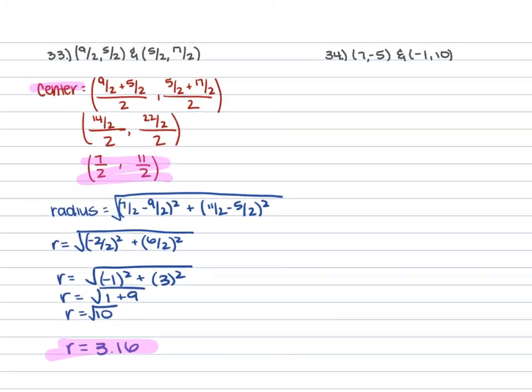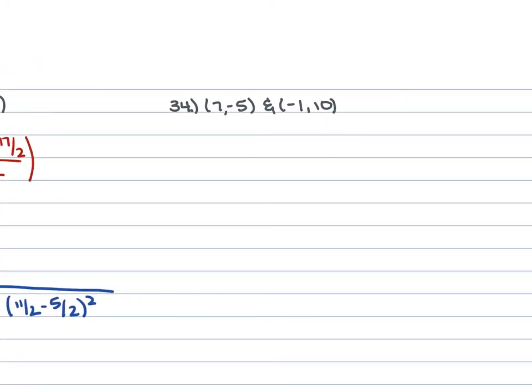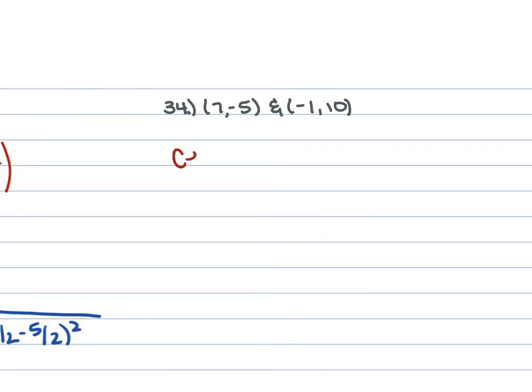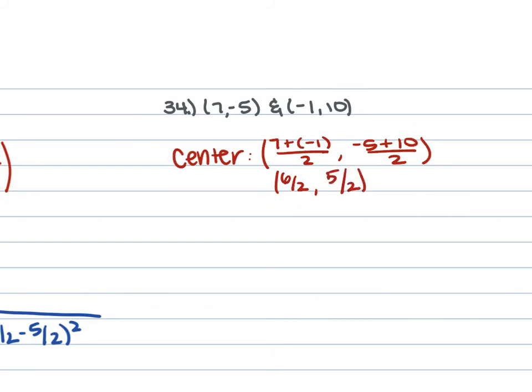For 34, we have (7, -5) and (-1, 10). So we're going to find our center first. So this is going to be 7 plus negative 1 over 2 and negative 5 plus 10 over 2. So 7 minus 1 is 6 over 2, and negative 5 plus 10 is 5 over 2. So (3, 2.5) is our center.